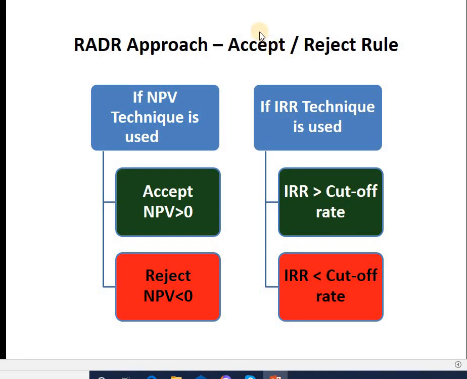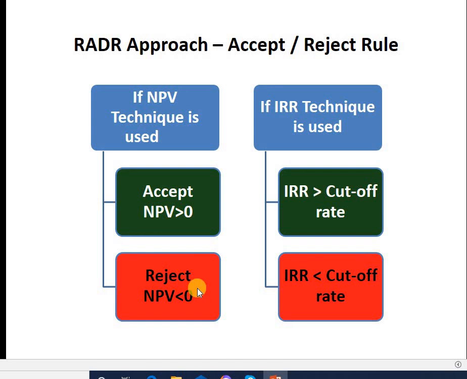So what are the acceptance and rejection rules? We can use this RADR approach with both techniques. We can calculate RADR through the NPV technique or through the IRR technique, that is, internal rate of return and net present value. If the NPV technique is used, the decision is: if the calculated NPV is greater than 0, then we need to accept the project.